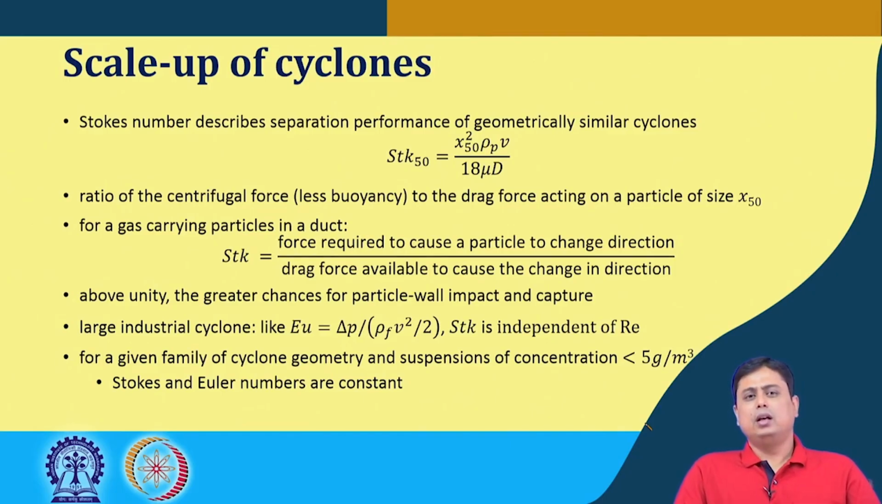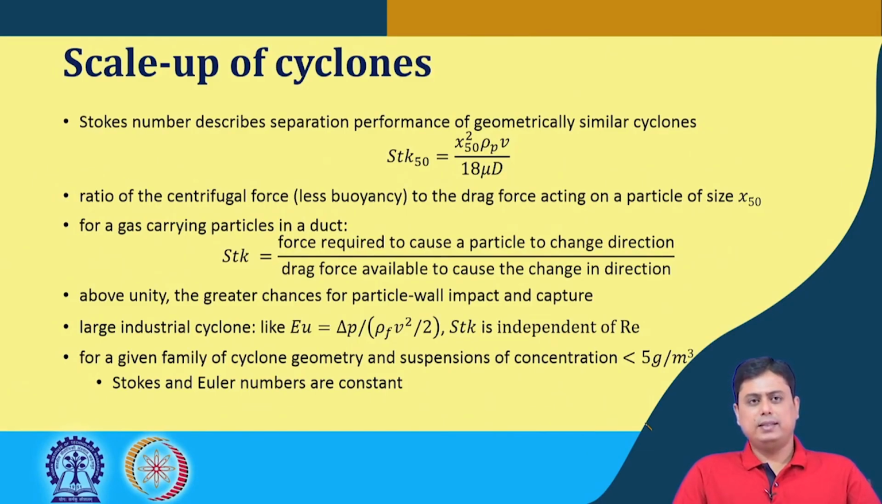Now the question is how to scale up, or what considerations we have to make during the scale up of gas cyclones, or in general cyclone separators. One of the parameters we have already studied is the Euler number. That remains typically constant for a given family of cyclone separator. That means when I say family of cyclone separator, it has proportionate dimensions with respect to the cyclone diameter. If those are fixed, then this Euler number does not change with the flow rate.